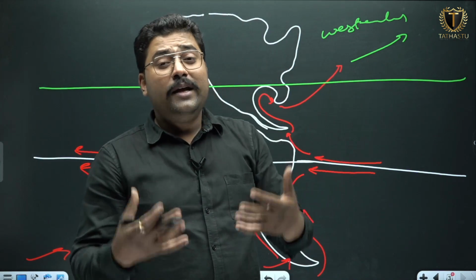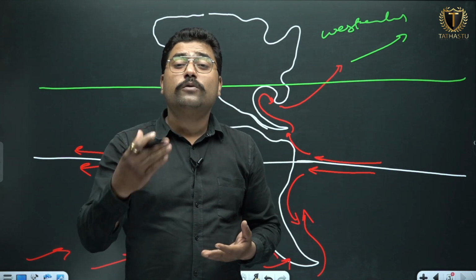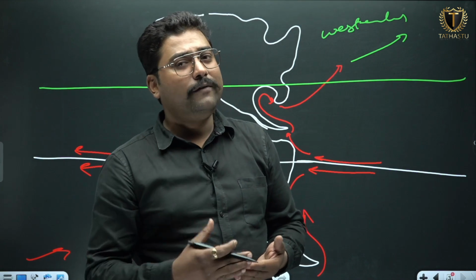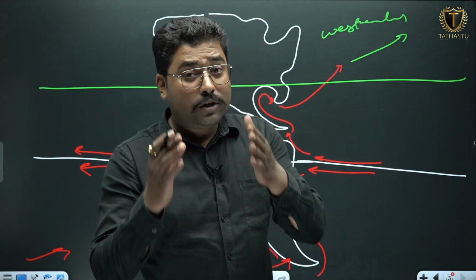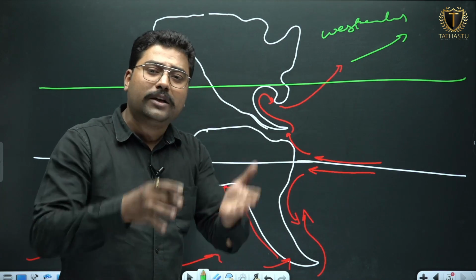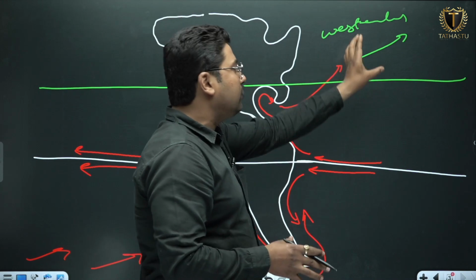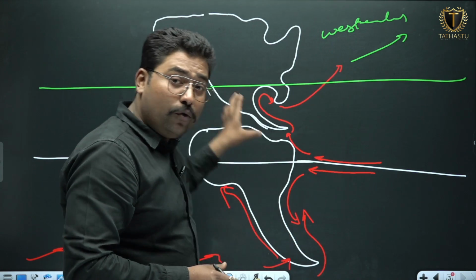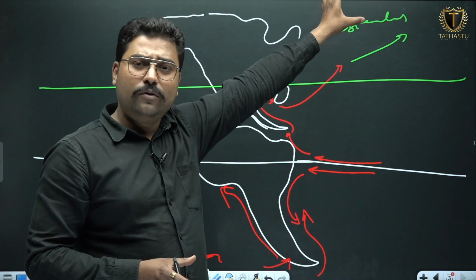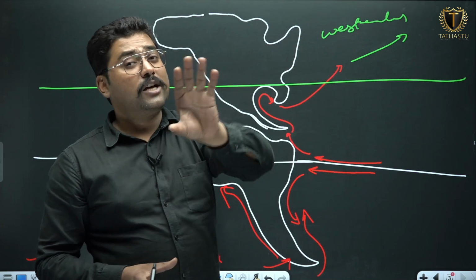And we know that prevailing winds are also known as permanent winds or planetary winds, the winds which move throughout the year in one direction. So as the westerlies are moving throughout the year, they will drag the ocean water in their direction only. So prevailing winds are also there.